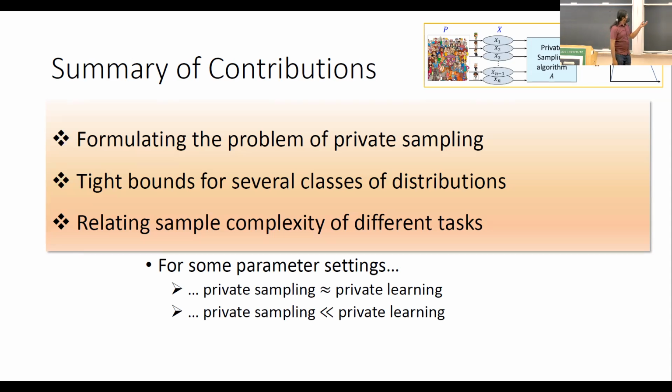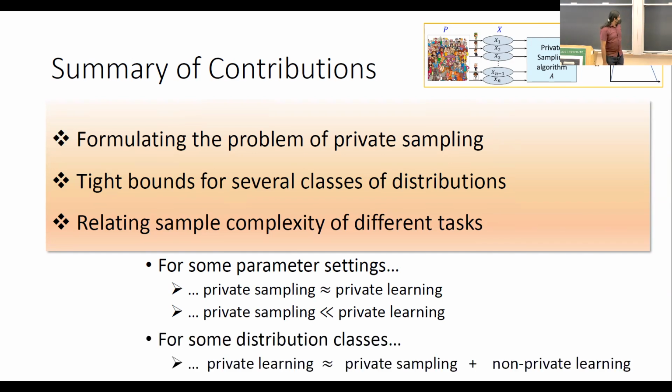For some parameter settings, we found that the sample complexity of private sampling was basically equivalent to the sample complexity of private learning, even though at first glance it may seem that private sampling is easier since you only need to generate one sample from the distribution. But we found that for other parameter settings and other classes, private sampling was indeed easier, as this intuition may lead you to believe. And finally, for some distribution classes, we found that to the extent that private learning is harder than non-private learning, that extra hardness is completely explained by the hardness of private sampling.